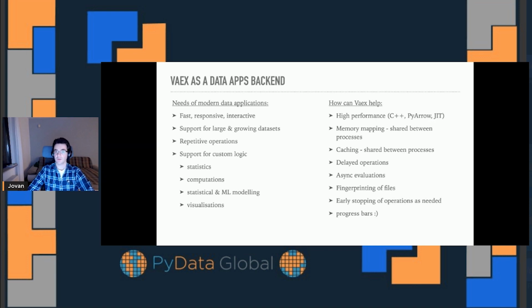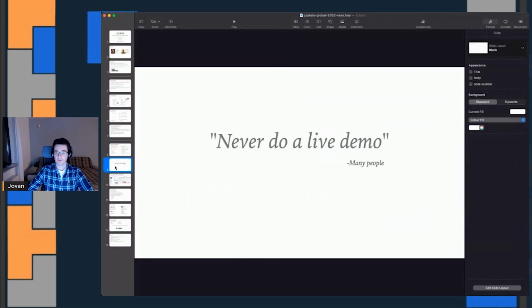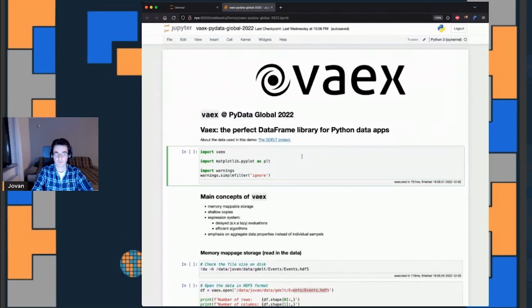And Vaex can help here, mainly because of its high performance, the C++ and Pyro backends that we talked about, and many of these additional steps that I'm going to demo to you in a second that really help in creating data apps. So bear with me. Let me go to a Jupyter notebook. I hope you can see this and that it's the right font size. Perhaps I can increase it if necessary.